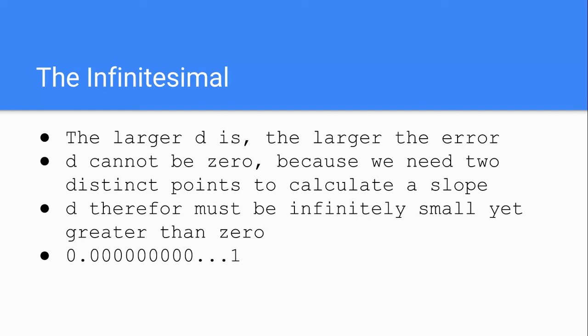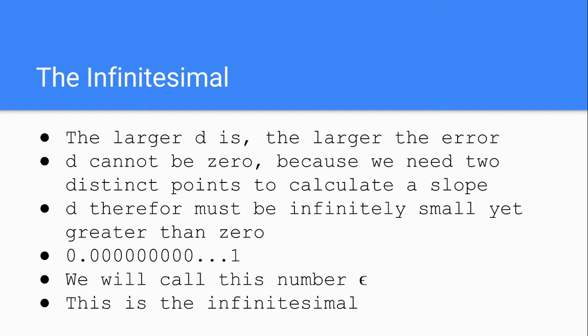So you can think of this as a number like 0.000000 where the zeros go on forever, and somewhere at the end of that there's a 1, but the zeros go on forever, so you'll never see that 1. It's infinitely small, but it's always greater than 0, so it's never 0. So we're simply going to call this number epsilon, and this will be the infinitesimal.